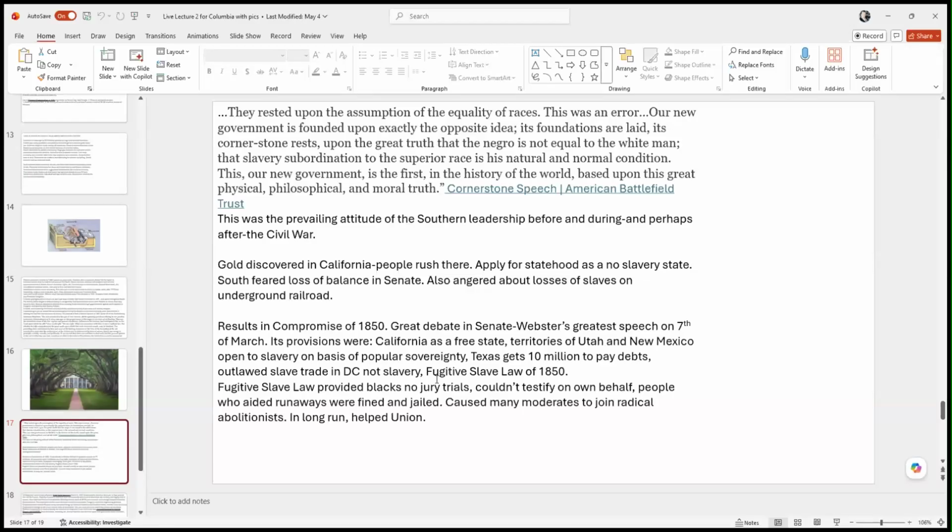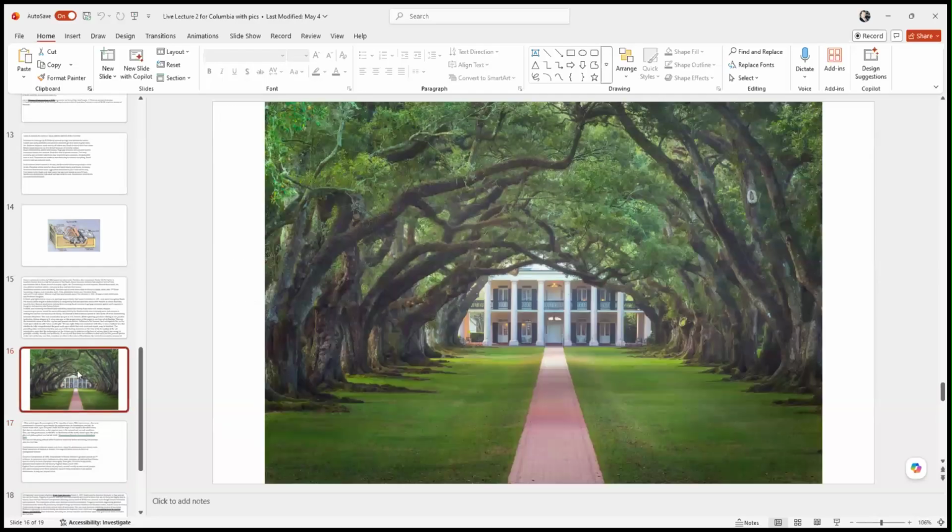So what you get are these very, very wealthy Southern plantation owners who are controlling the policy of the South. How wealthy do I mean? Here's an example. This is a plantation. I believe this is outside New Orleans. Just looking at this picture, you can imagine how much money is involved in something like this. It'd probably be in the trillions of dollars today.